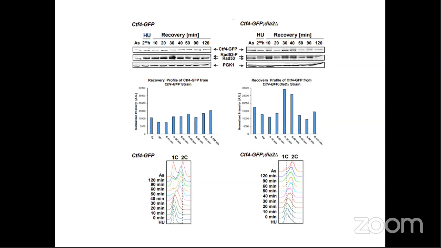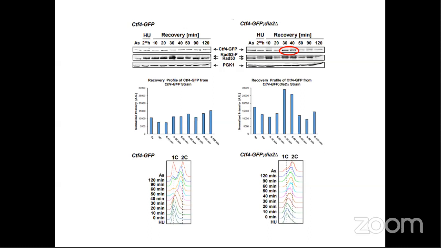And what we saw from them was that at the 30 to 40 minutes recovery time point, we have an increased amount of CTF4 when DIA2 is missing. Now, in this experiment, first you synchronize the cells with hydroxyurea at the beginning of S phase, then you wash the inhibitory agent, and you see what happens.